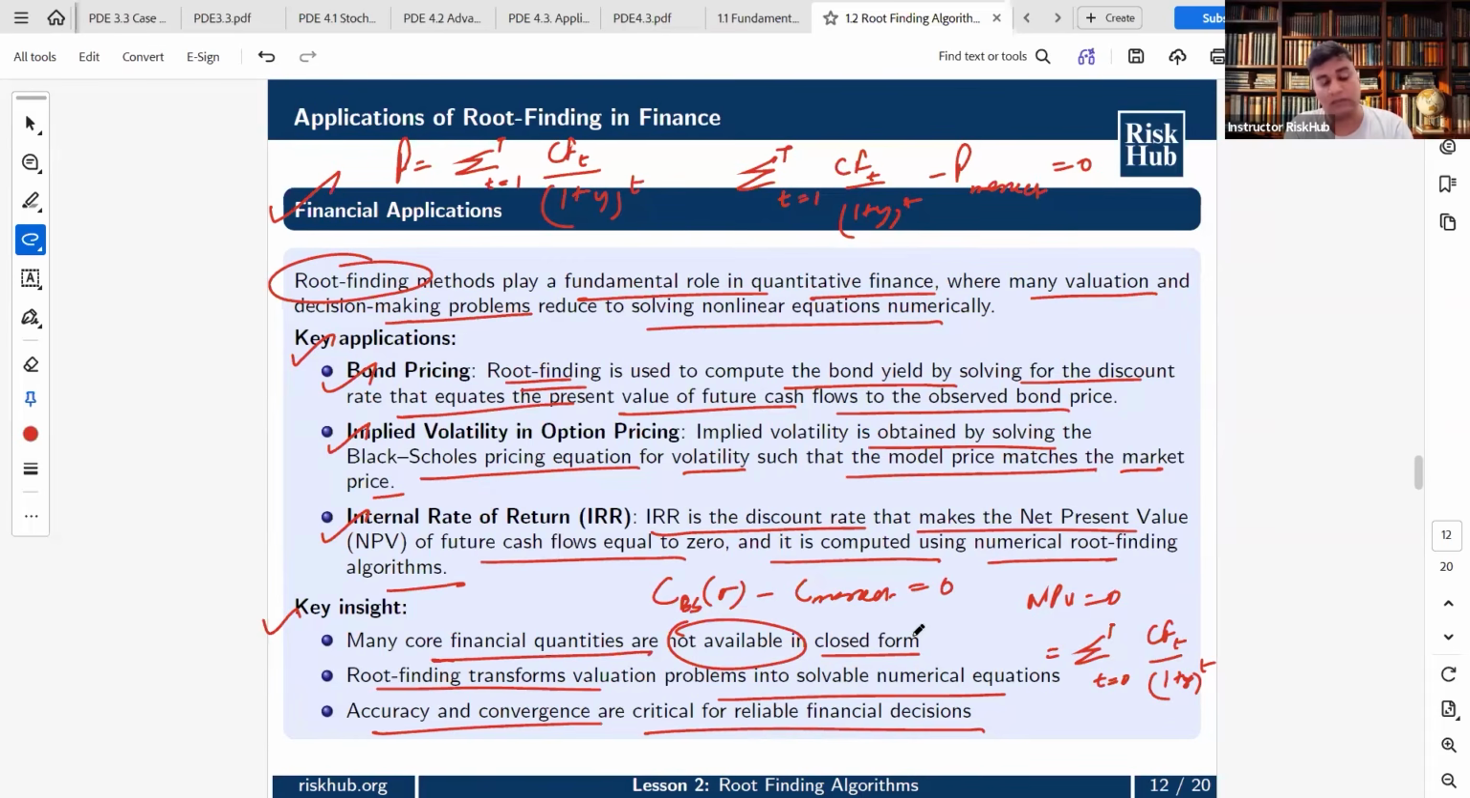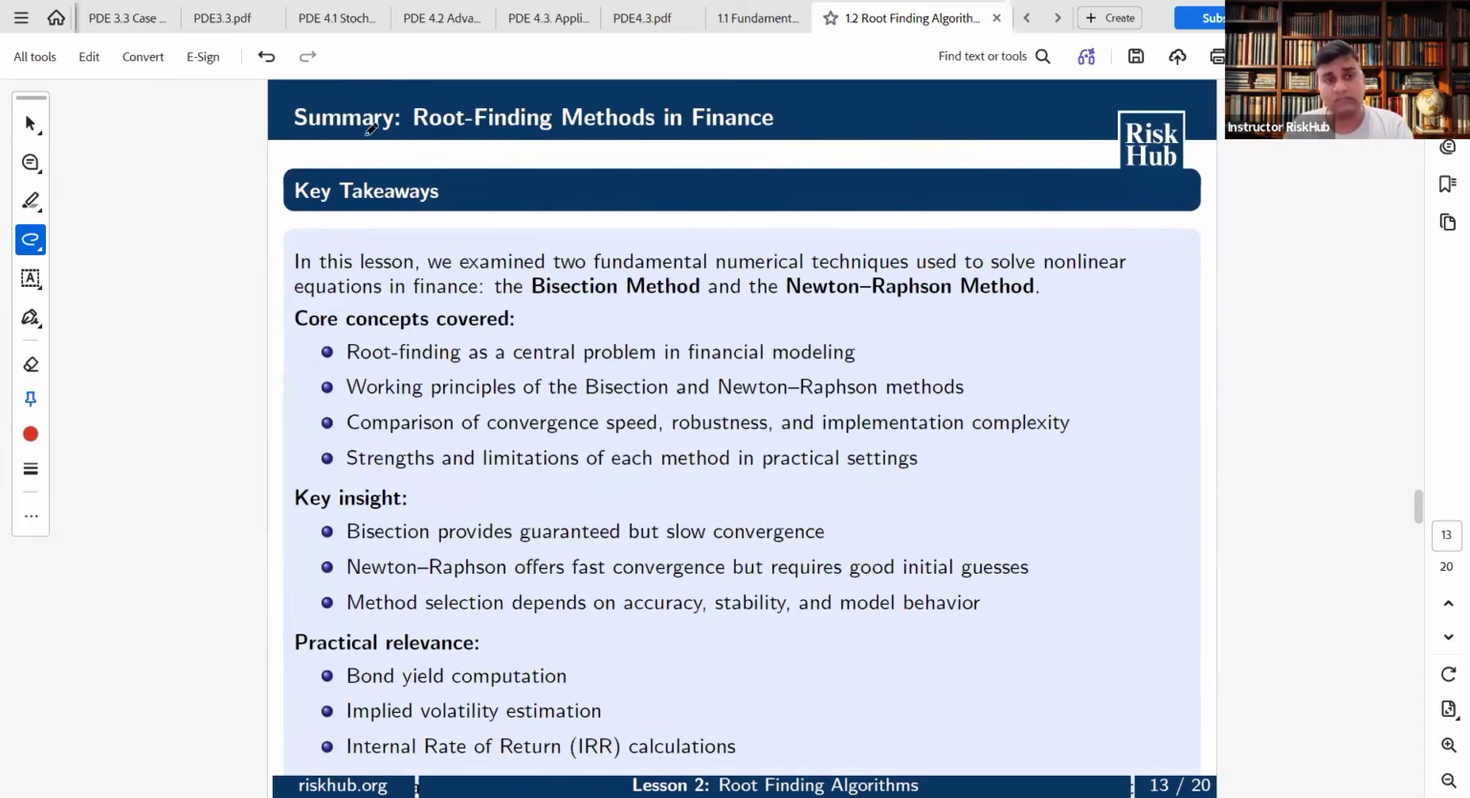Unknown parameter. If your application is a portfolio optimization equation with a constraint equation, the unknown is the multiplier weight parameter, right? So keep that in mind. Okay, then we get into the next part, which is a summary, the key takeaways.